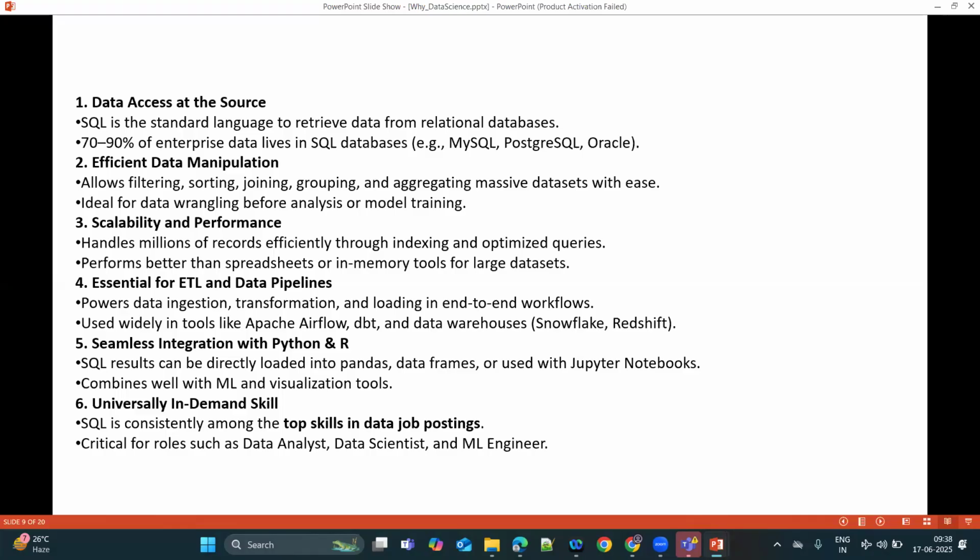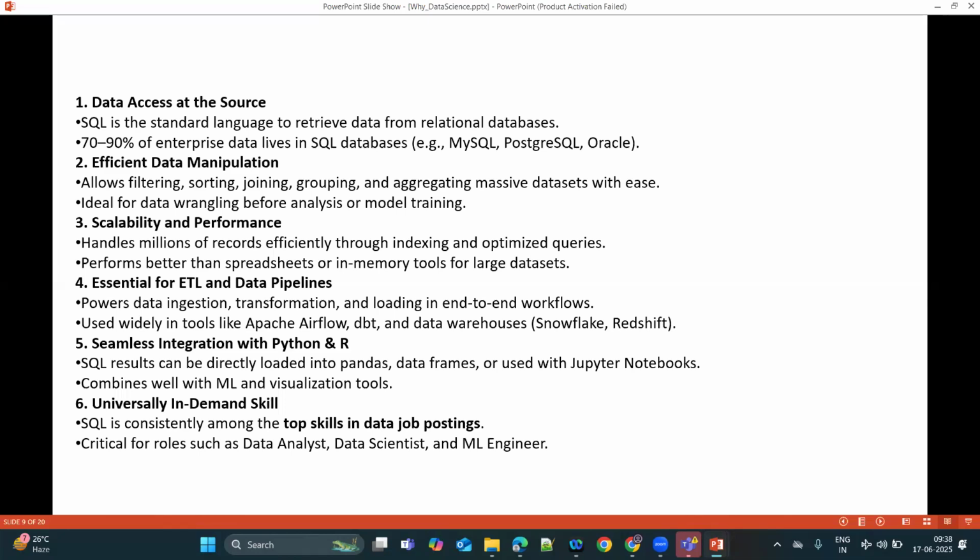Once we are importing from the databases, we'll be converting the respective database data into a data frame format by using pandas. And thereafter, we'll be applying data wrangling and data analysis techniques to solve our data science problem statements. Okay, data access at the source and efficient data manipulation.